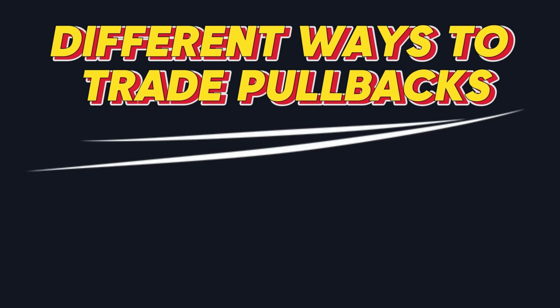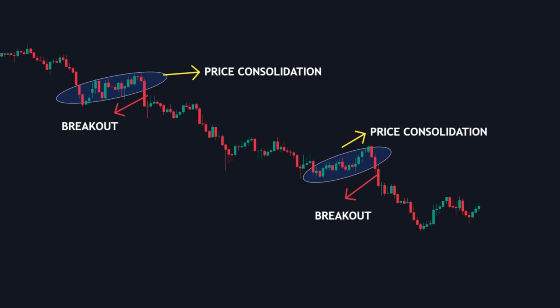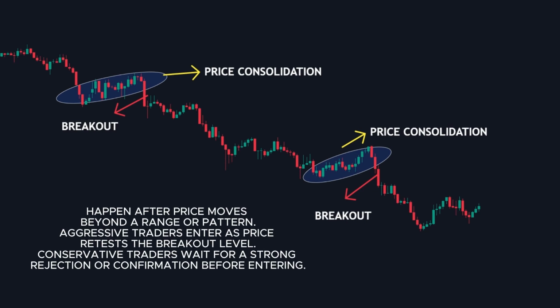Different ways to trade pullbacks, price action only. Breakout pullbacks happen after price moves beyond a range or pattern. Aggressive traders enter as price retests the breakout level. Conservative traders wait for a strong rejection or confirmation before entering.